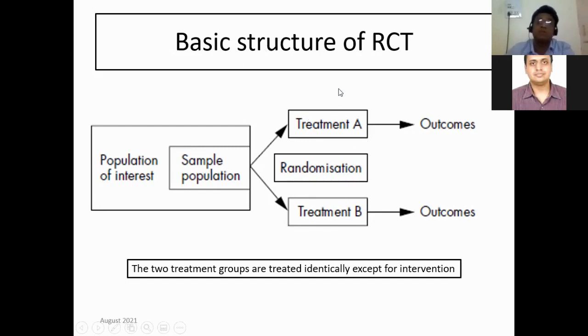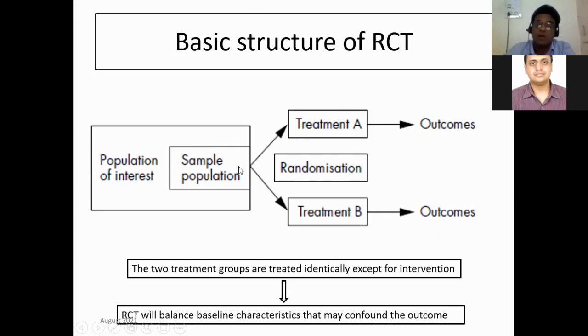That means in one group you are getting an intervention, and another group might or might not receive an intervention. Now the most important thing is that if you are choosing a homogeneous population and randomizing them into one of the two treatment groups, an RCT is going to balance the baseline characteristics that might confound the outcome. It just ensures that both the groups are almost the same in the baseline characteristics.